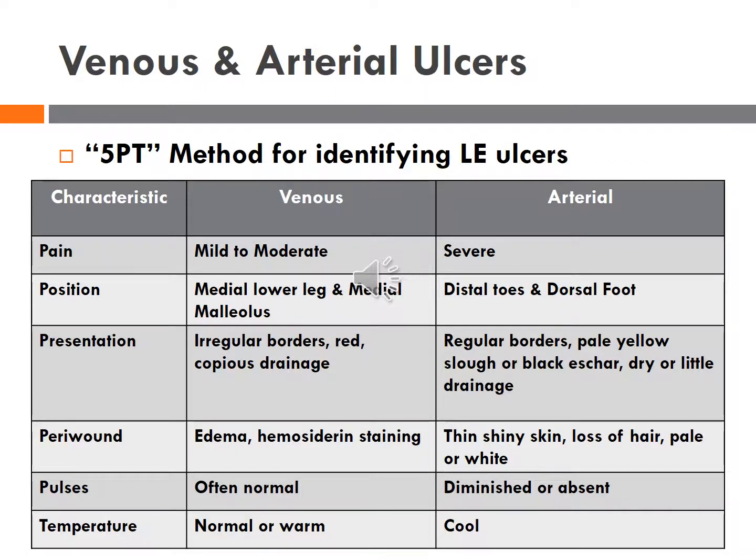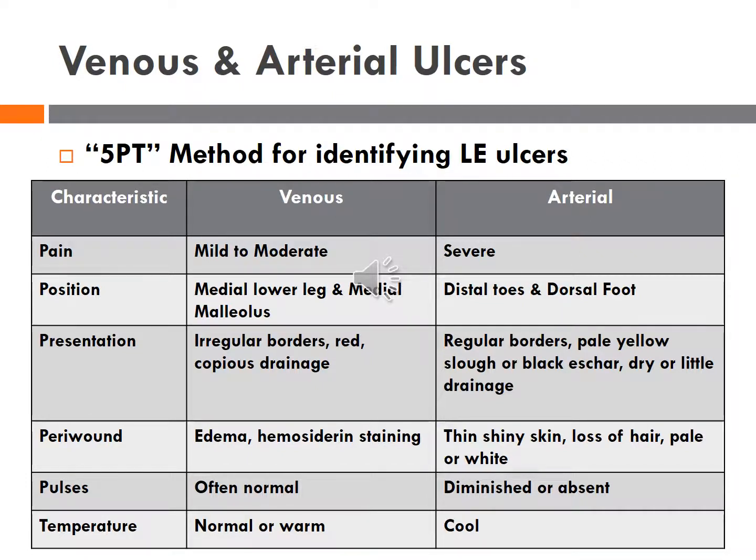Where are the wounds located? Most venous ulcers are on the medial lower leg and the medial malleolus. The size of them, they can become circumferential. With arterial ulcers, most of the time they are on distal toes and the dorsal foot.